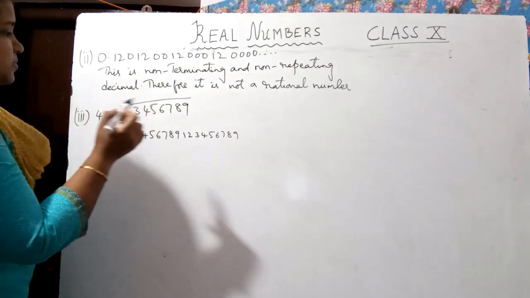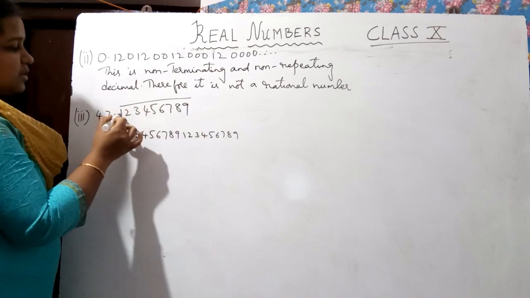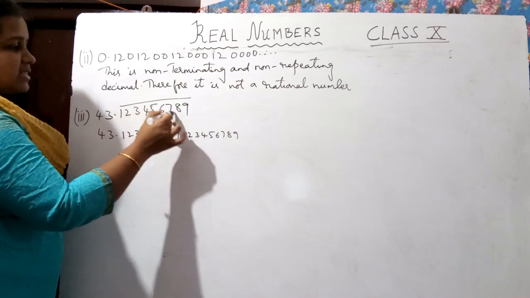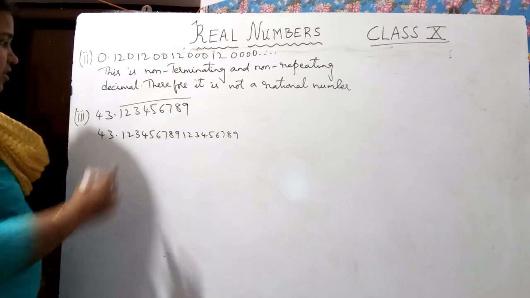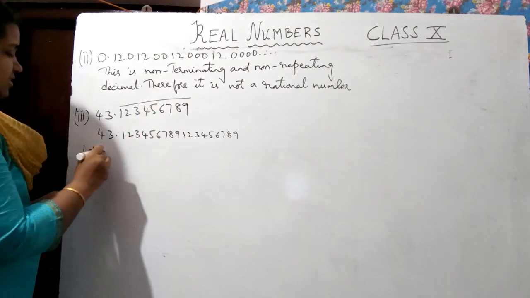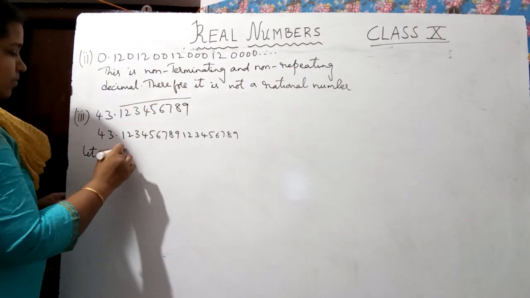Now if you observe how many decimal digits are there here: 1 2 3 4 5 6 7 8 9. So here 9 digits are there in the decimal part. So let us take, let x be equal to this one. We are writing this in the expanded form.